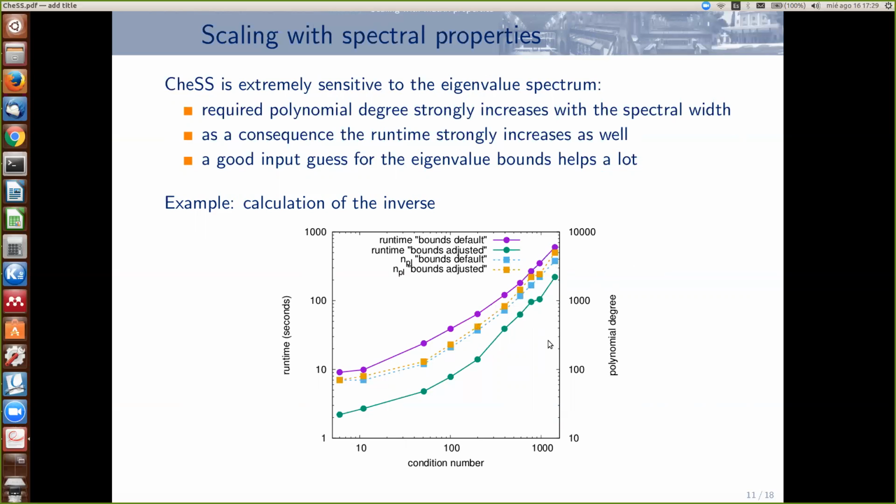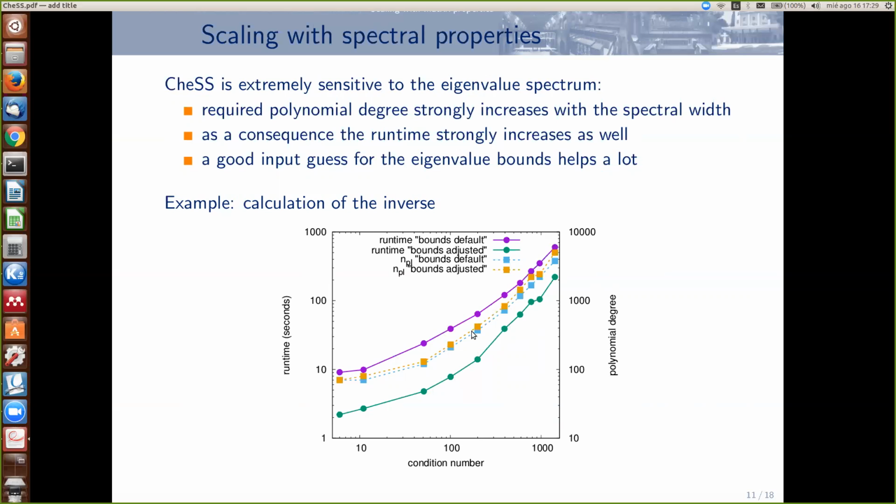This also translates into the runtime. So first, these straight lines here. You can see for a small condition number, we're talking about a few seconds. And up here, we are already at the order of 10 minutes. And also you can see there are two different lines. So there's the purple line and the green line.